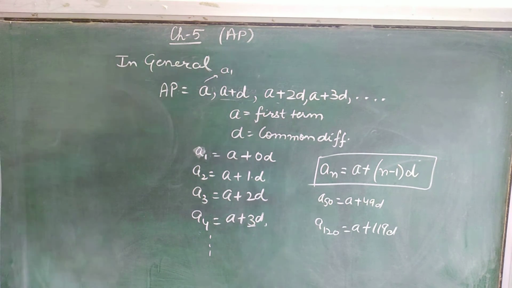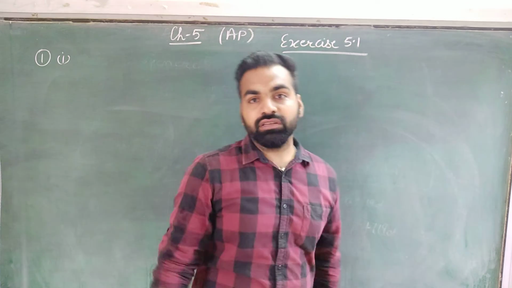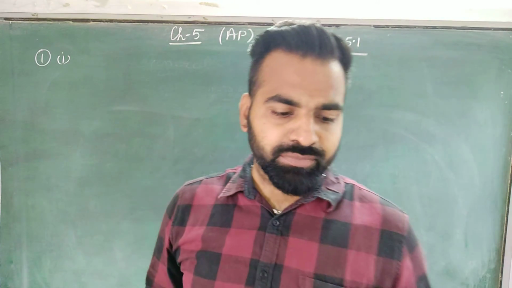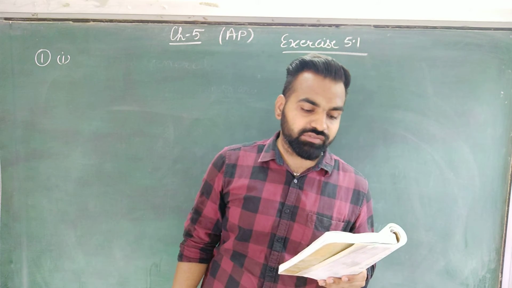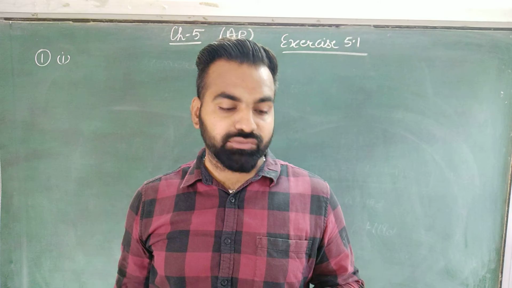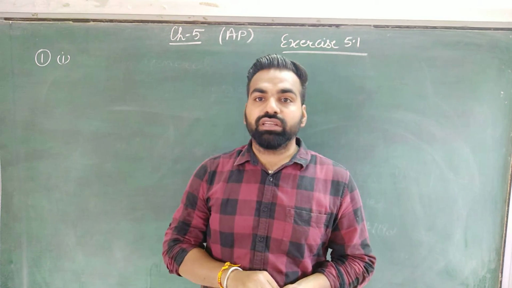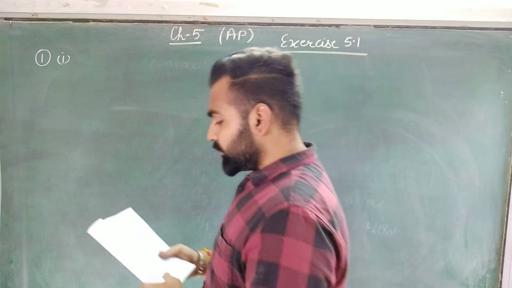Now we will start exercise 5.1. Question number 1. It is given: in which of the following situations does the list of numbers involved make an arithmetic progression, and why? We are given 4 cases here. So we have to tell in which case an AP can be formed.